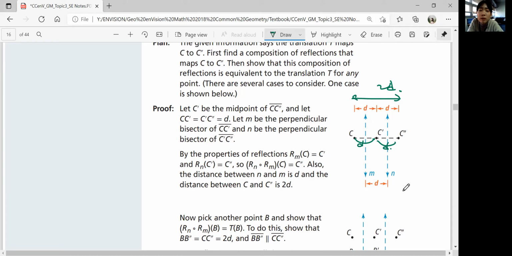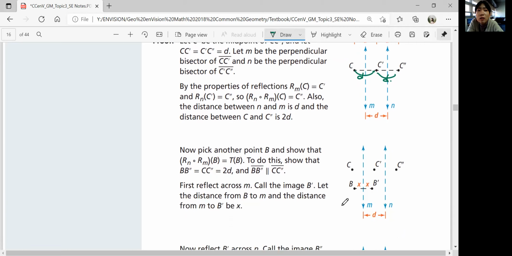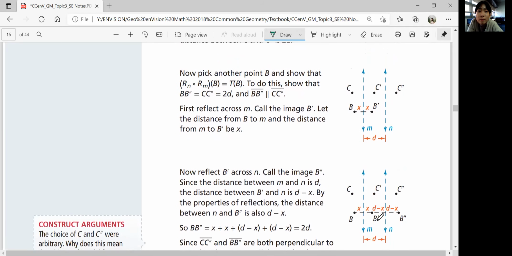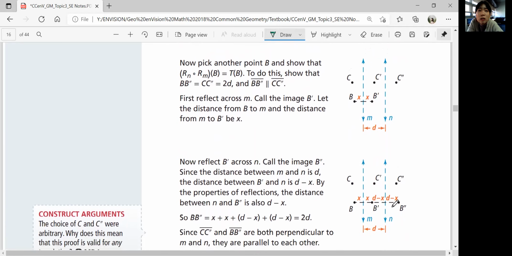So we're gonna pick another point B and show that this also is true. To do this, you're gonna show that B to B prime prime is equal to C to C prime prime, and that's also equal to 2D. And that the lines are parallel. So first we're gonna reflect across M, and then we're gonna let this distance B to M be X, and that's X. Now we have a different distance. Now we're gonna reflect B prime across N.